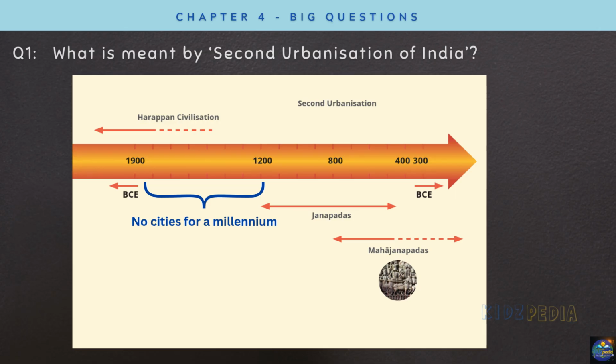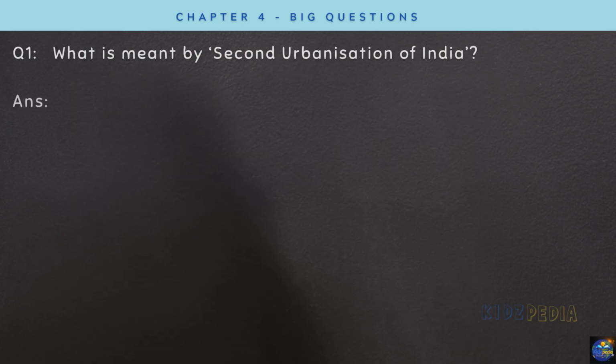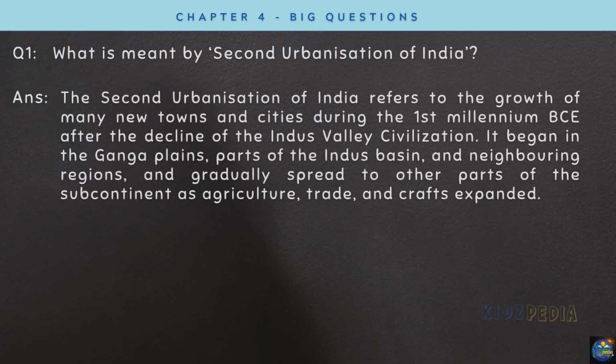Because this was the second time that urban life flourished on a large scale in India, historians call it the second urbanization. So, you can write the answer as: the second urbanization of India refers to the growth of many new towns and cities during the first millennium BCE after the decline of the Indus Valley civilization. It began in the Ganga plains, parts of the Indus basin and neighboring regions and gradually spread to other parts of the subcontinent as agriculture, trade and crafts expanded.